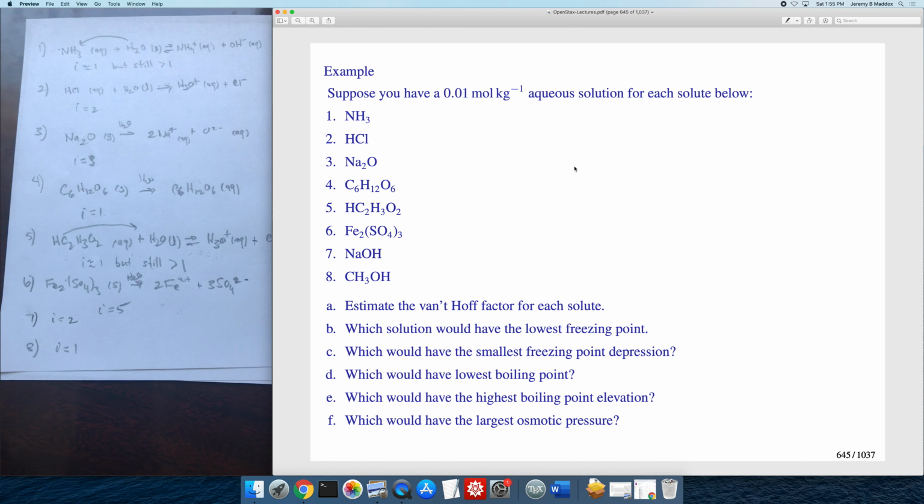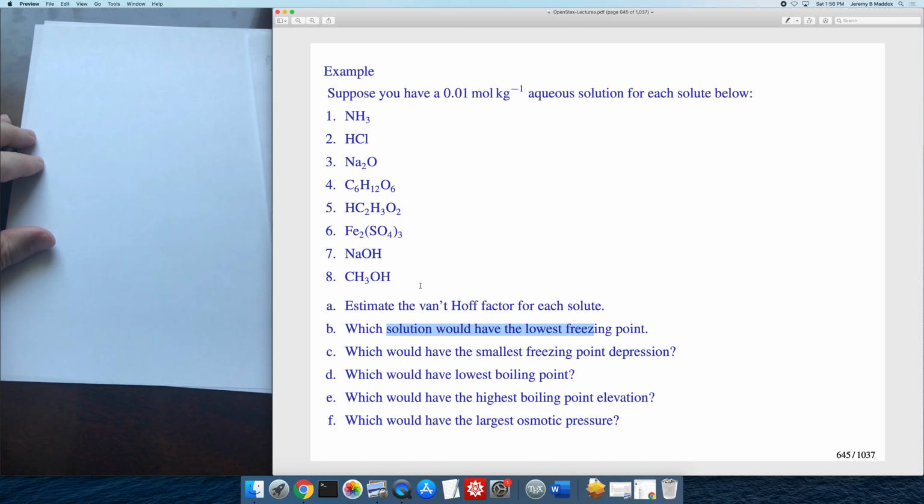Okay, so now that I've shown you what you need to be able to do, you need to be able to look at a chemical formula and figure out what the van 't Hoff factor is for this compound. So you need to be able to do part A, which is what we've done. Now, given the van 't Hoff factors, we need to figure out which solution would have the lowest freezing point.